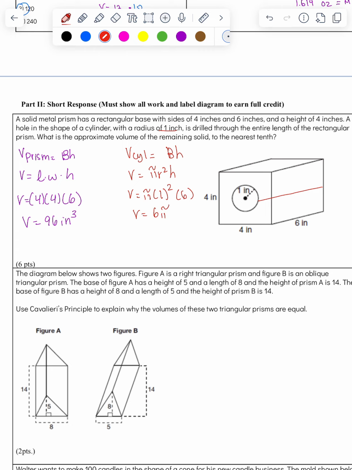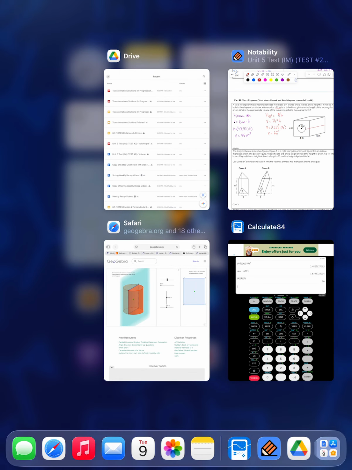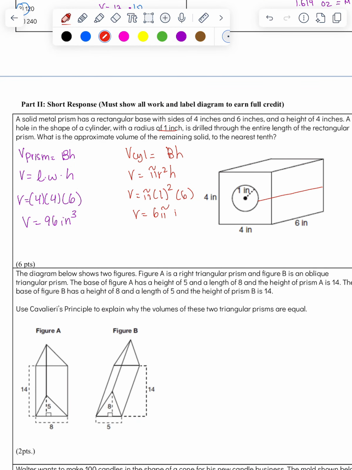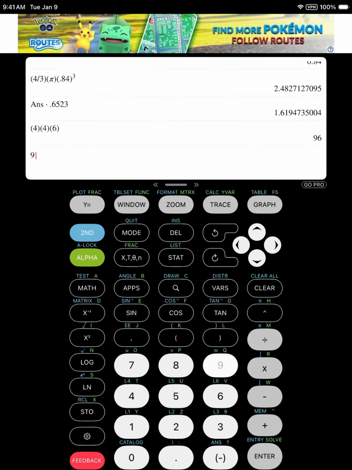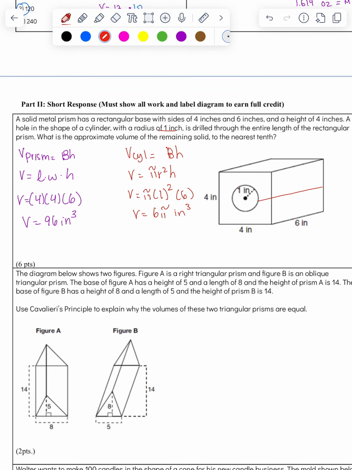So now I'm going to subtract the 2 in my calculator. And sorry, this is also in cubic inches. Everything was in inches. So 96 minus 6 pi. And it says to round to the nearest tenth. So that's approximately 77.2 cubic inches.